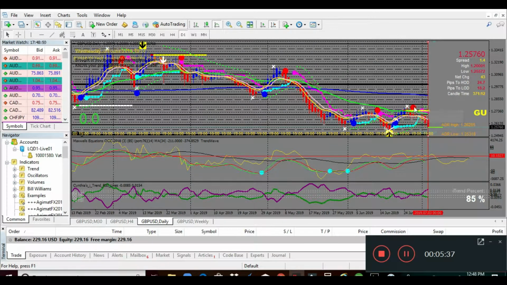So we're waiting for this little pullback. Everybody that's in the sell, this is really a pullback on the lower time frame. Well, it's a pullback on the daily time frame, but it's a sell signal on the lower time frames because I'm also looking at these white X's. The white X's are a good way to catch entries on the lower time frames.